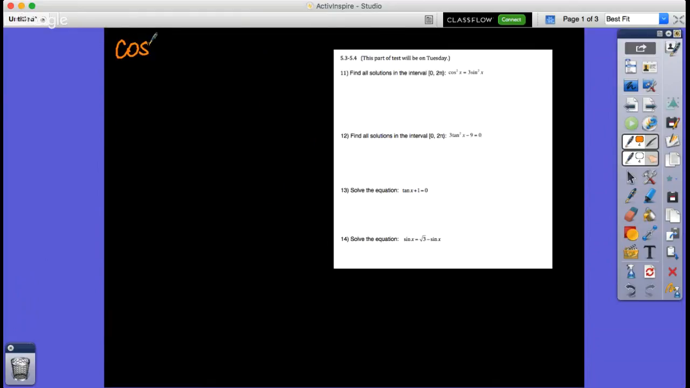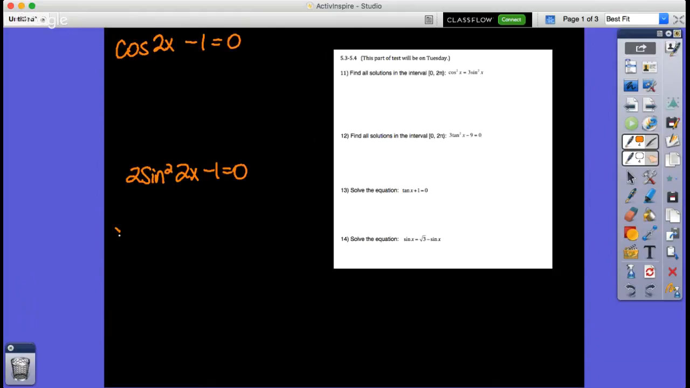If I had cosine of 2x minus 1 equals 0, check that one out. See if you could figure that one out. Let's try another one that we could maybe do: 2 sine squared of 2x minus 1 equals 0. Let's do this one, okay?